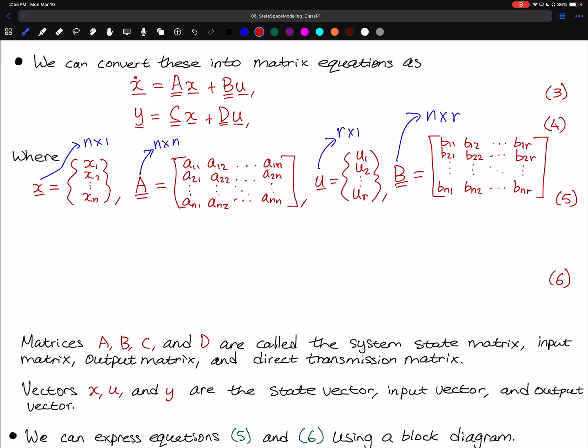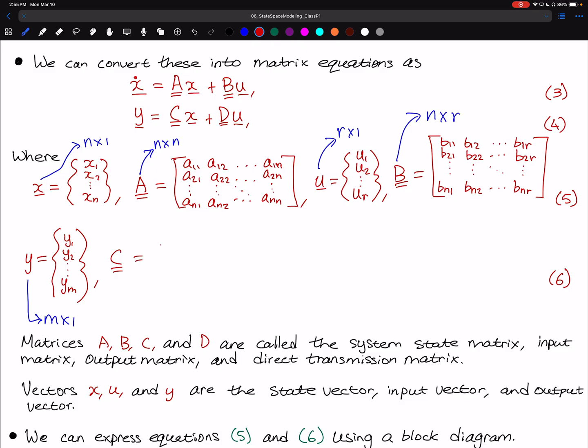Okay, for the output equation, first we're going to get y. y is just going to be a vector of outputs. So y1, y2, to ym. m does not have to equal n. So y here is m by 1.